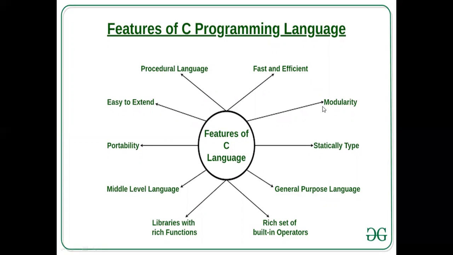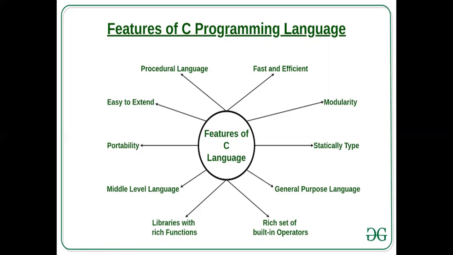Then it is also modular, and it is a general purpose programming language. It is statically typed. A rich set of built-in operators and libraries with rich functions are there in C language. It is a middle level language, and it is very portable. It is also easy to extend, and it is a procedural language. So these are the many features we have seen in this picture.